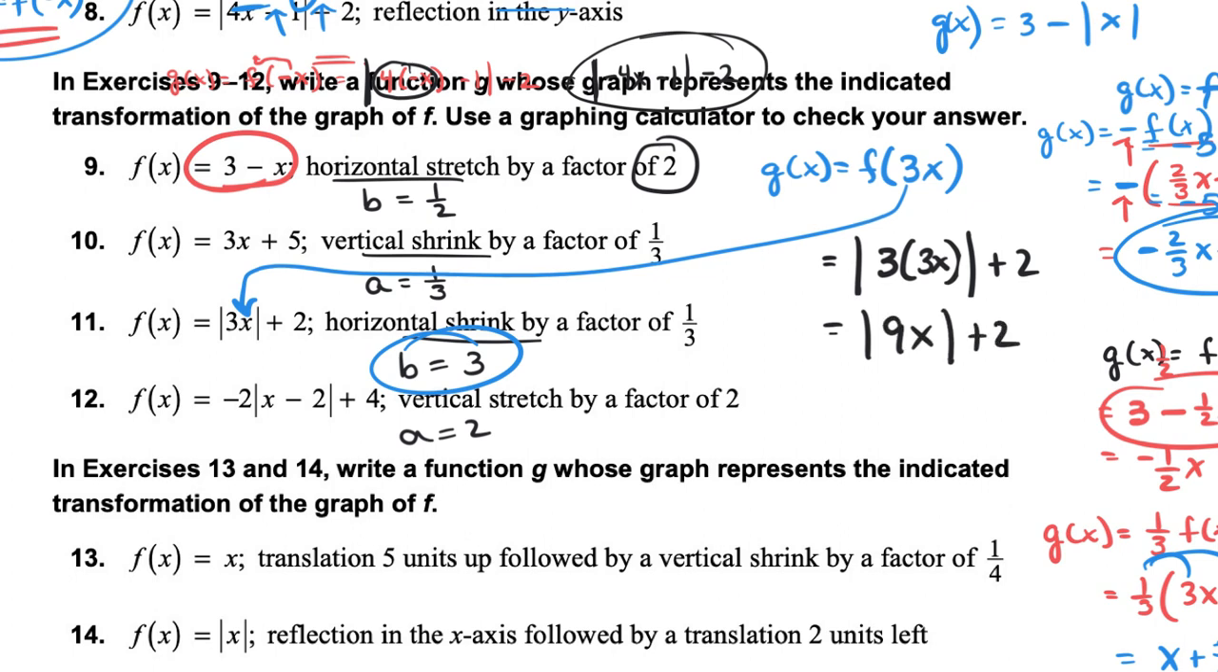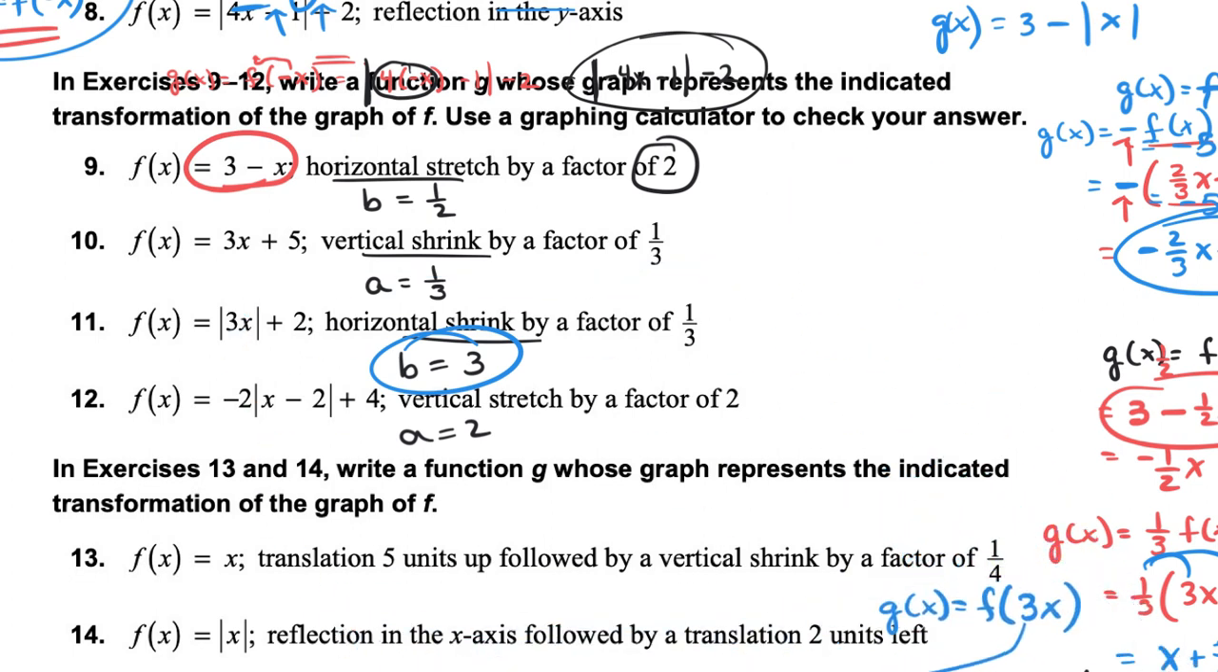And that is now horizontally shrunk by a factor of 3. Sorry. Let's see here. Number 12. Things went so fast. Number 12, our last one.